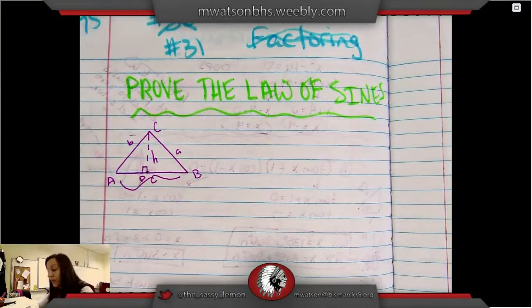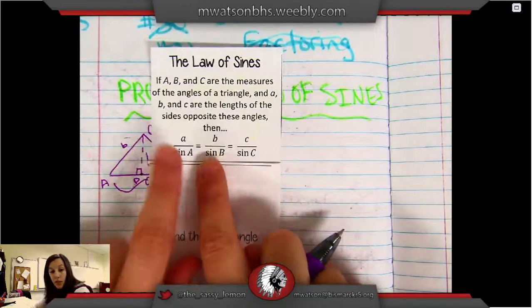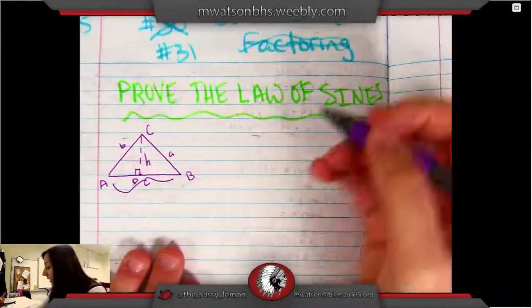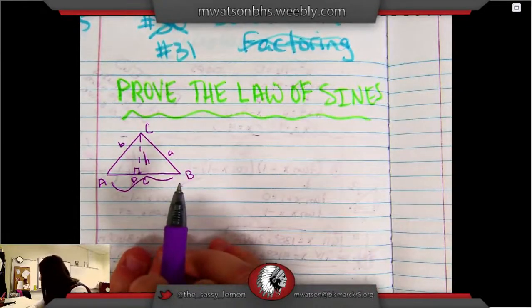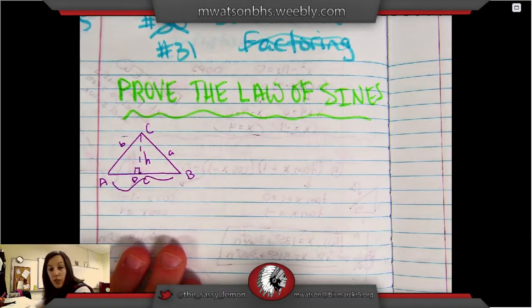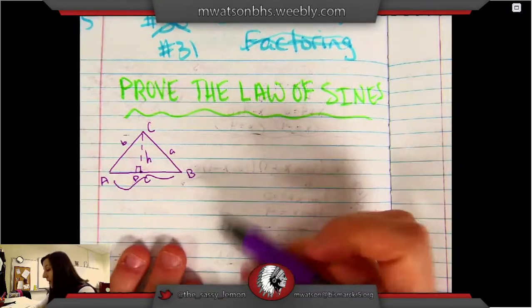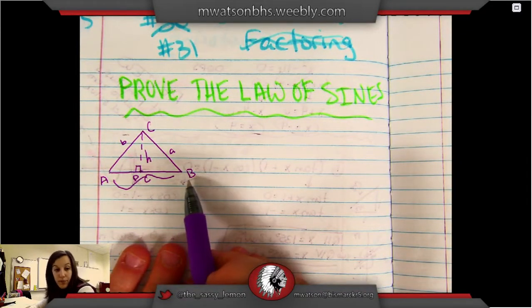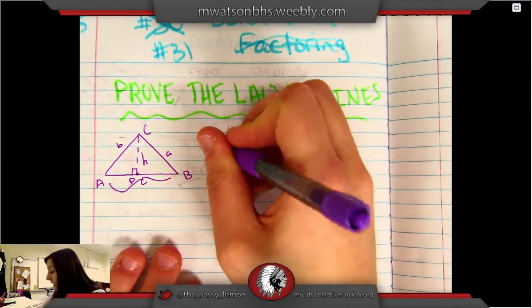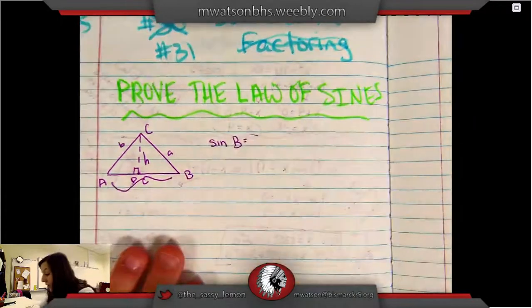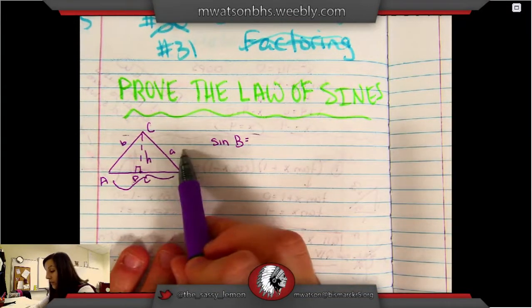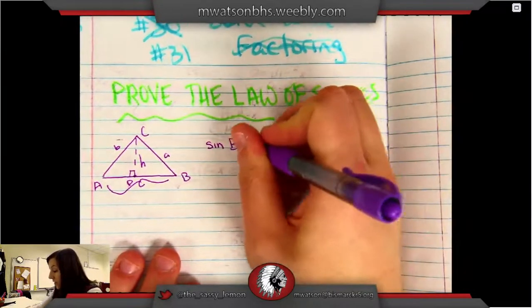So we want to try to prove that these proportions, or these fractions, are all equal to one another. Okay, so how do we do that? Well, the first thing that we're going to do is use our SOHCAHTOA, use some trigonometry that we know. And I'm going to ask, what is sine of angle B? All right, so what's sine of angle B? Well, hopefully you guys haven't forgotten that that is opposite over hypotenuse. So H over A.